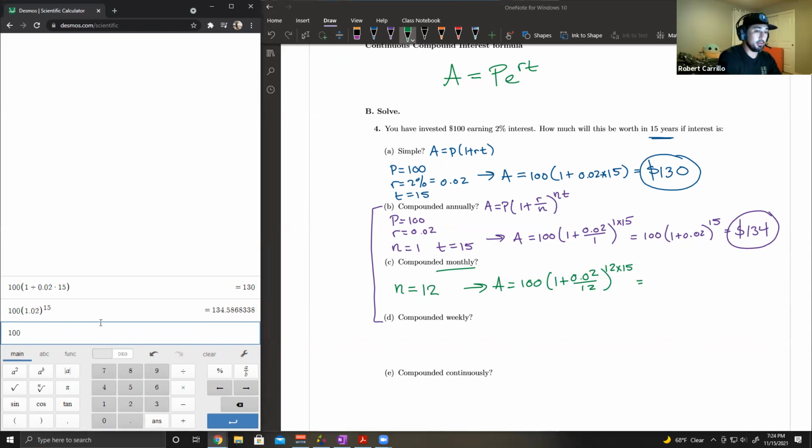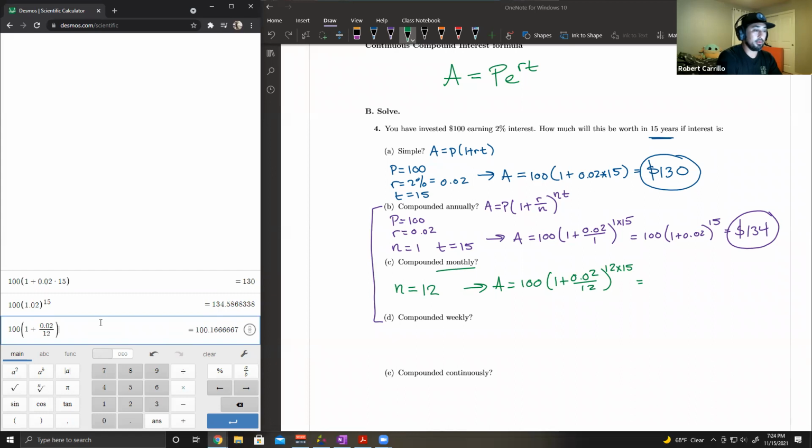So 100 times 1 plus 0.02 over 12 raised to the 12 times, make sure that doesn't move. It keeps moving. So I'm going to put it in parentheses so it stops moving. Times 15. There we go. Let's put that in its own parentheses because every time I hit the times button, it moved back to the middle. So we don't want that to happen.